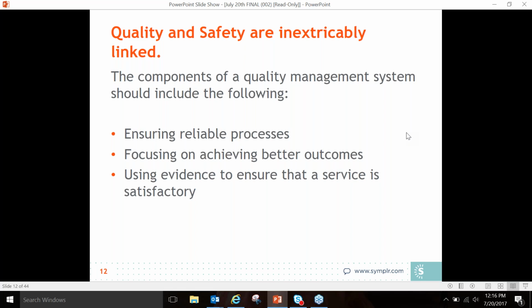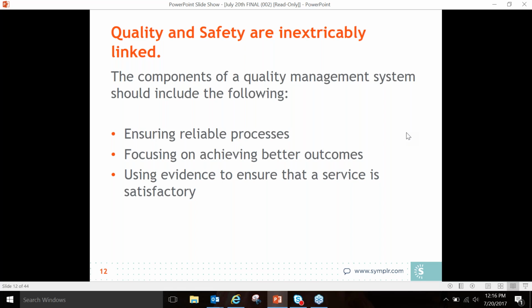The components of quality management should include these following 3 areas. You want to ensure a reliable process, and those processes are typically up to you. You're going to have policies and procedures, you're going to have workflows, you're going to have bylaws, you're going to have things in your facility that need to ensure that there is a reliable process. And people can refer to that, they can look it up, they can have it available, and they know what it is. Then there needs to be focus on achieving better outcomes.